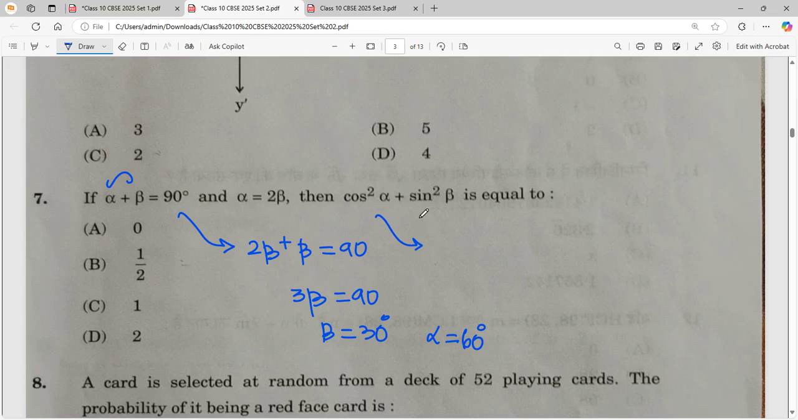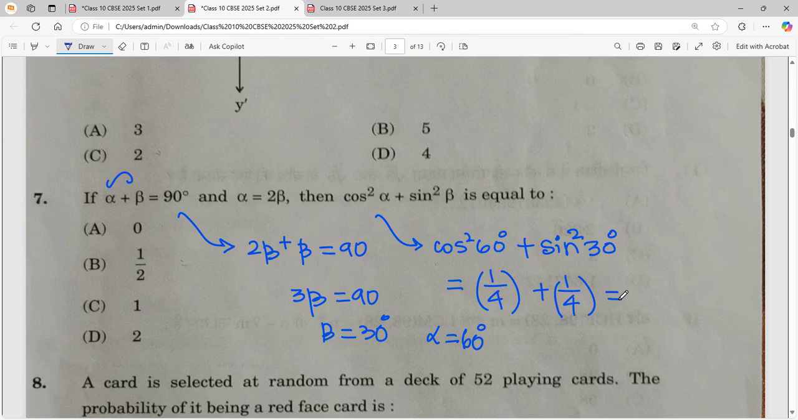So cos square alpha is cos square 60 degrees plus sine square beta, sine square 30 degrees, which is equal to cos square 60 is 1 by 4. Sine square 30 is also 1 by 4. So if you add these two, you'll get 1 by 2. So the answer is option B.